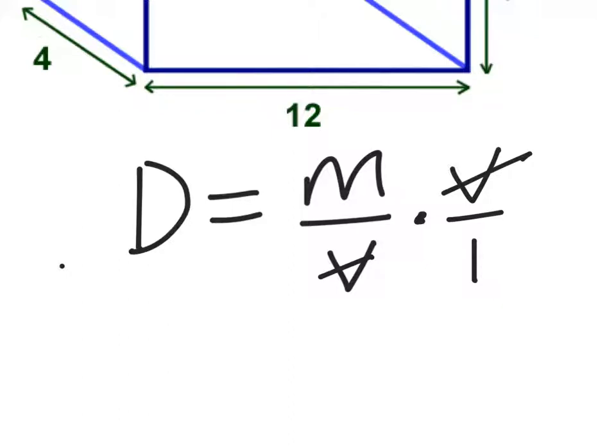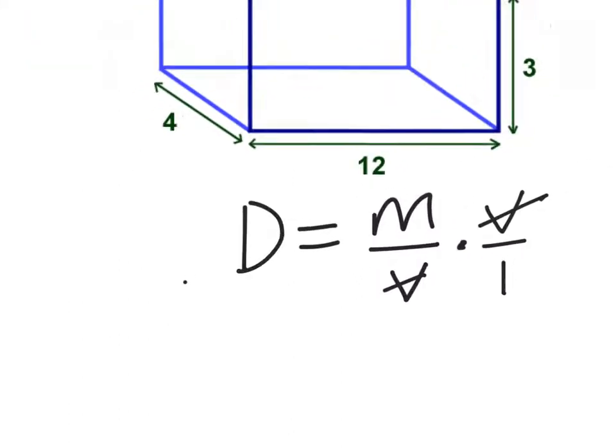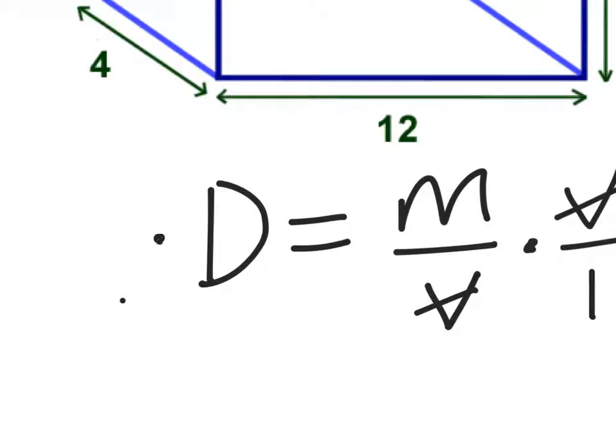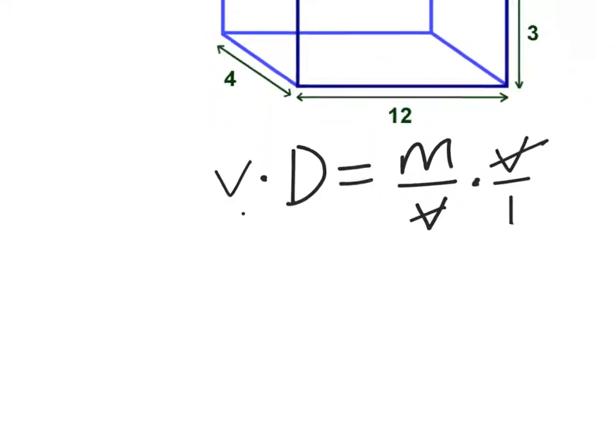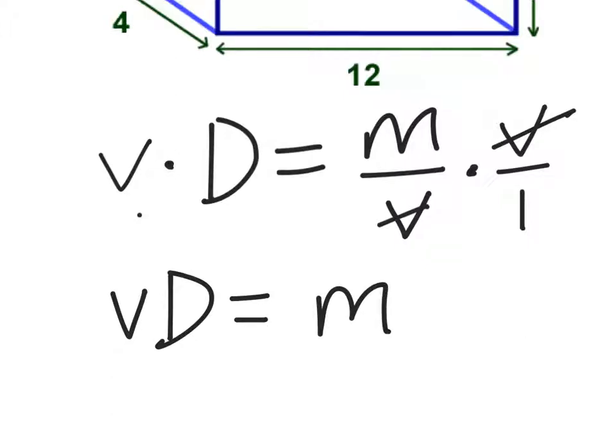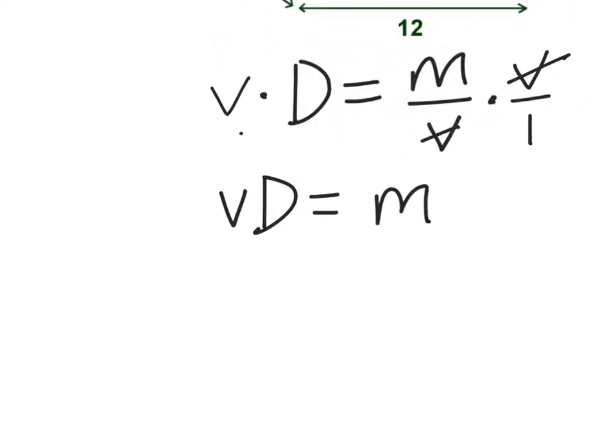But what you do to one side of an equation, you always have to do to the other. So I multiplied by volume on one side, I need to multiply by volume on the other side. So if I multiply by volume, I now have, for a new formula, volume times density equals mass. Okay, so that's my new formula. That's how I'm going to solve for mass. And then I just plug in my numbers.